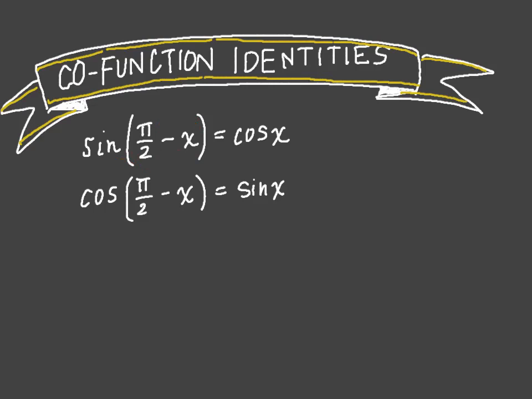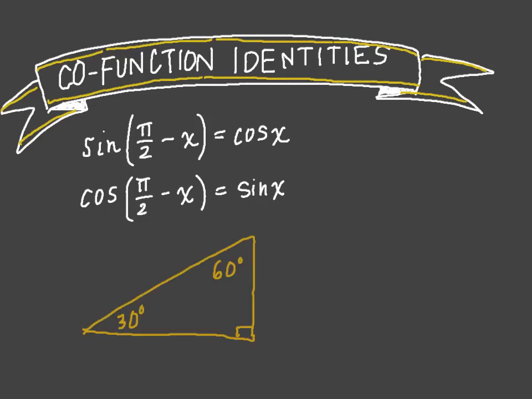So now we're going to think about this another way, using what we learned back in geometry and what we talked about in the last video, where we talked about the acute angles adding up to 90 degrees, which if you think about this in terms of radians, that's pi over 2 radians.